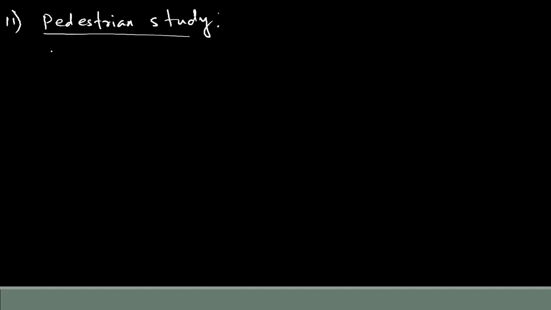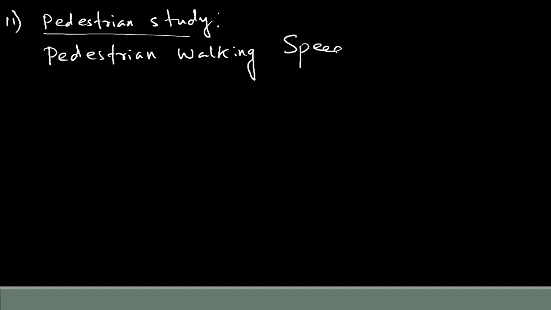Number 11, you will do a pedestrian study. There will be a topic of pedestrian study, and you can read that up. But the more important thing from a PTOE perspective is the pedestrian walking speed. You always need to remember that it is 3.5 feet per second.